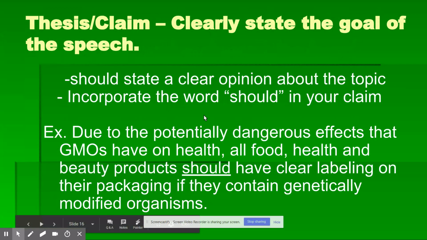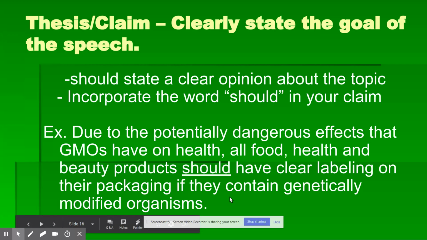And lastly, I'm going to have my claim or my thesis. Now, it should state a clear opinion about the topic without using opinion words like in my opinion or I think. You also want to try and incorporate the word should in your claim, along with some reasons or even some proposals for change of policy. So this says, due to the potentially dangerous effects that GMOs have on health, all food, health, and beauty products should have clear labeling on their packaging if they contain genetically modified organisms. So here I make a clear claim. It's my opinion, but I don't state it as such. I use the word should, and then I propose some change.